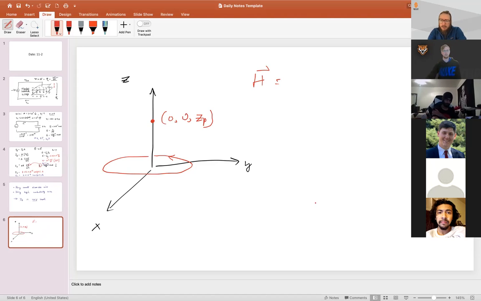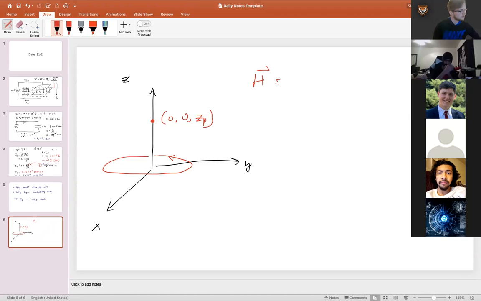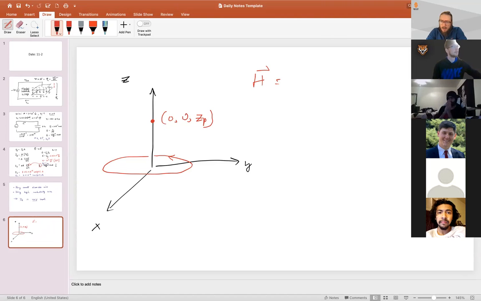So we got two choices. What are the two choices? Let's start there. Ampere or Biot-Savart. Yeah, yep. So we got Ampere and Biot-Savart. Let's see. AK, which one do you think we should use for this?